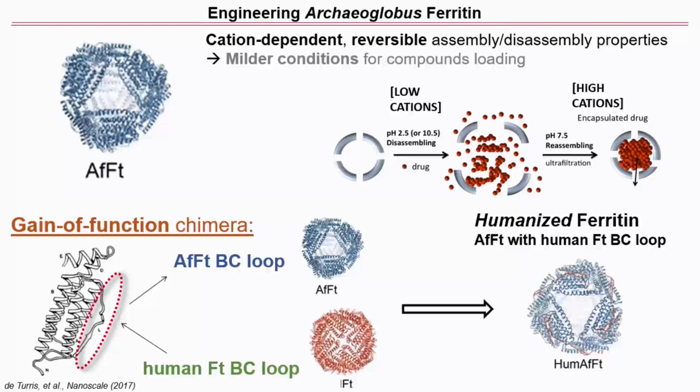The problem is that this Archaeoglobus fulgidus ferritin has a BC loop which is different from the human heavy ferritin loop, and it doesn't bind at all to the CD71 receptor. So you can load it with cargo, but then it's not going to be uptaken. So what we did, we simply carved the original BC loop and substituted it with the loop that we have in the human heavy ferritin chain. And we produced a chimera, a humanized Archaeoglobus archaeal ferritin with the human BC loop.